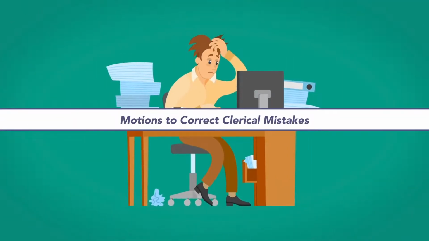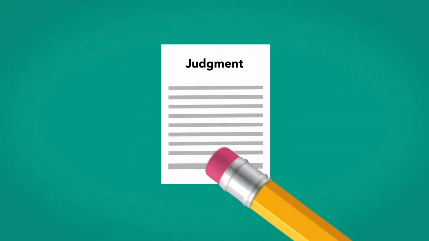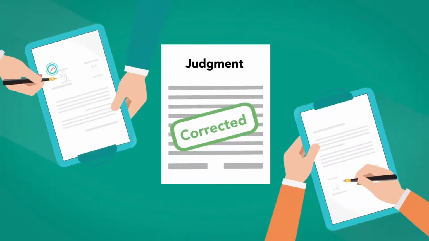Motions to correct clerical mistakes. The court can correct any clerical error in writing out the judgment or any part of the file on its own or by a party's motion.